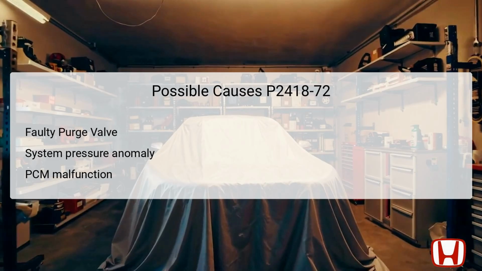Certain conditions, such as leaks or clogs, can prevent adequate pressure regulation, which the PCM detects as an open valve state. Additionally, while rare, a malfunction in the Powertrain Control Module itself can lead to incorrect readings from the pressure sensor, mimicking a stuck open valve condition. Each of these causes should be evaluated systematically during troubleshooting to identify the accurate source of the fault.